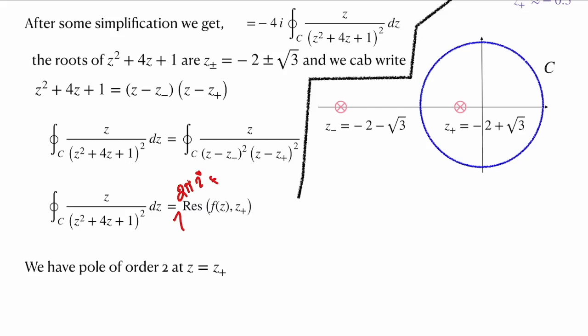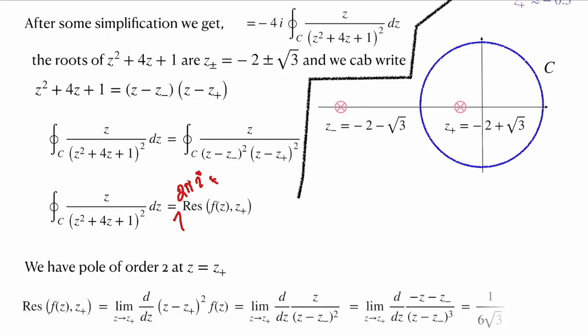It's a pole of order 2 at z plus. We have to evaluate it. Residue is in this case, because of the pole of order 2, z minus z plus squared times f of z, differentiate once and then take z going to z plus. So we find that it takes the value of 1 by 6 square root of 3.